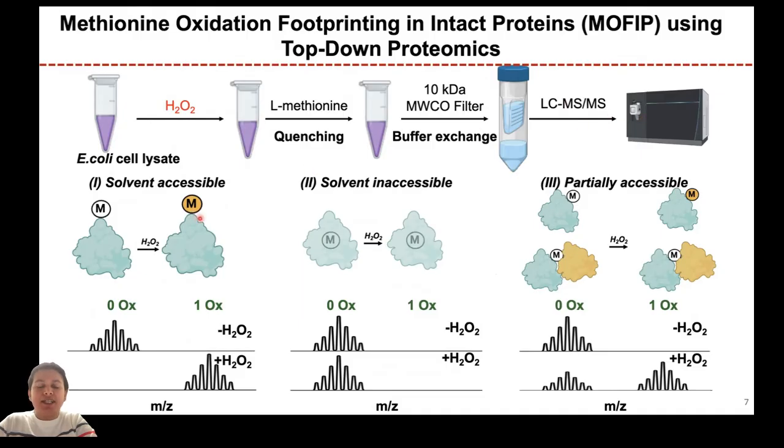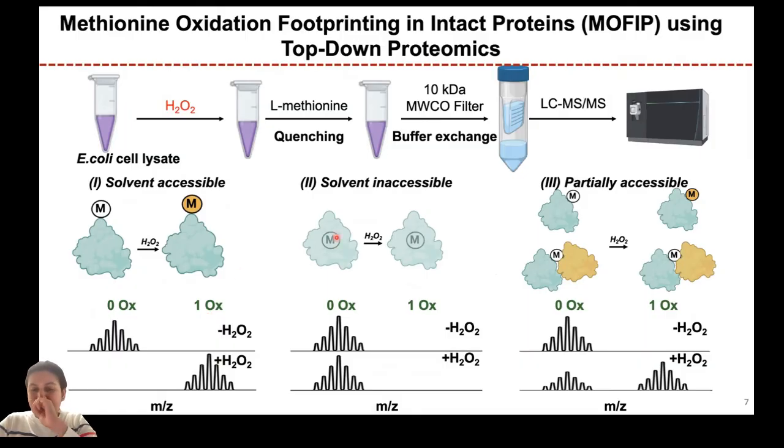Let's consider an ideal scenario where a protein has one methionine residue. It can have three possible outcomes. Upon reaction with hydrogen peroxide, if it's located outside as shown in the structure, it is solvent accessible, so it can undergo reaction with hydrogen peroxide and will get oxidized. As you can see from the results, in the sample without hydrogen peroxide, only the unoxidized species will be there. In the sample with hydrogen peroxide, only the oxidized species will be there.